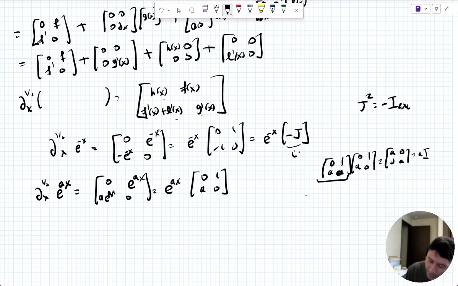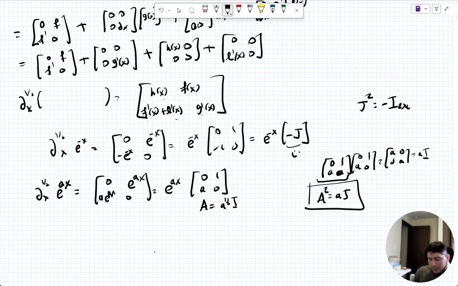So this matrix, let's call this capital A, has the property that A squared is equal to a times the identity, right? So it's otherwise known as the square root of a times the identity. So yeah, it checks actually. Remember that this was equal to a to the 1/2 times e to the ax in the previous definition. Well, in the matrix formulation, it has a similar answer.